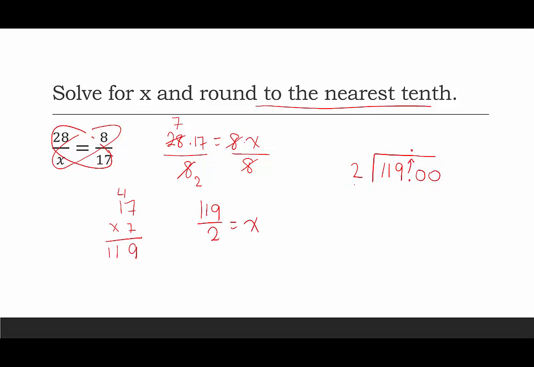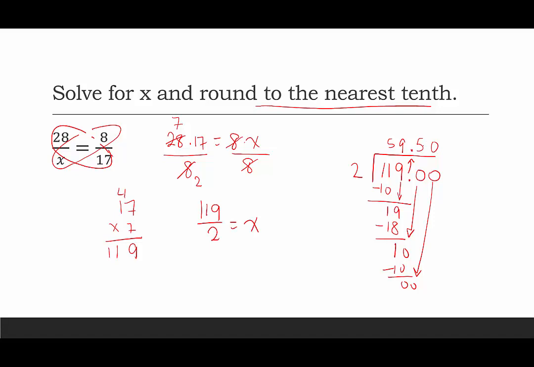2 goes into 1 0 times, 2 goes into 11 5 times. 2 times 5 is 10, then we subtract. 11 minus 10 is 1, bring down the 9. 2 goes into 19 9 times, and 2 times 9 is 18. 19 minus 18 is 1. Bring down the 0. 2 goes into 10 5 times. Minus 10, we get 0. Bring down the 0 in the hundredths place. 2 goes into 0 0 times.